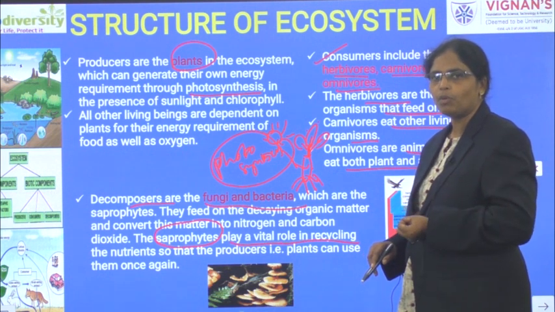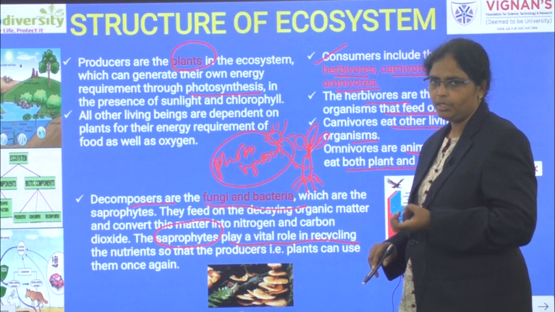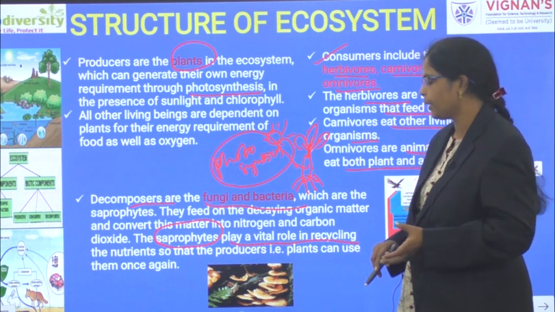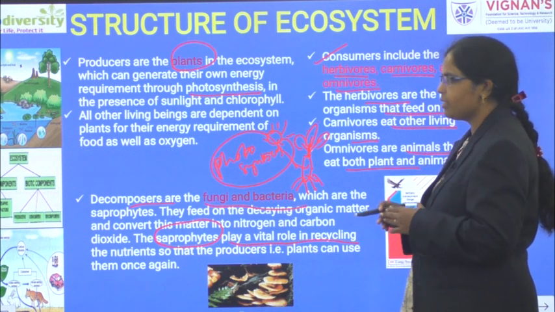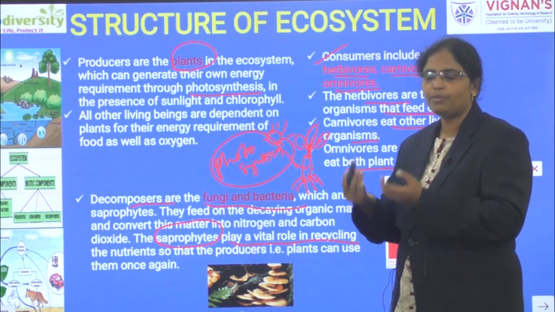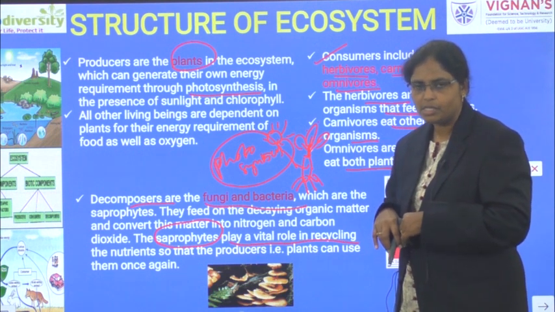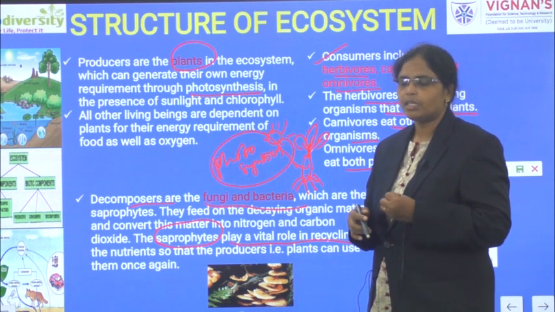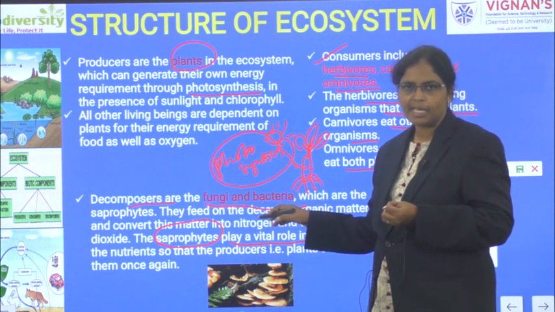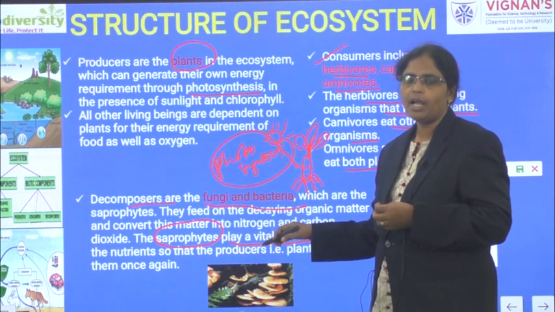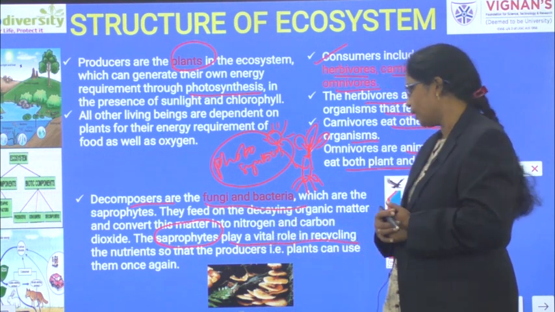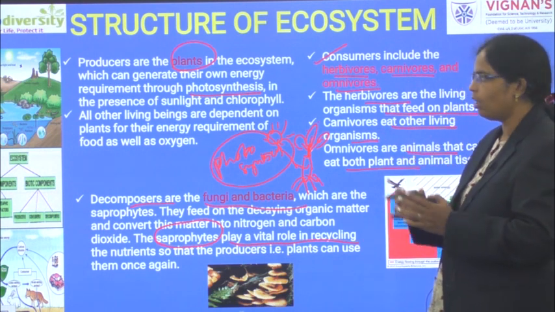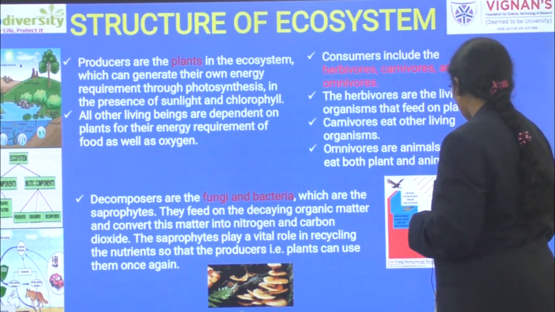Whatever the simpler molecules formed in this process, those simpler nutrient molecules again are taken up by the plants, and these plants synthesize the food material. That food material is consumed by the consumers, and when those consumers die, the dead and decaying organic matter is digested by these decomposers and it is released into the environment. So, producers, consumers and decomposers all come under the biotic components.